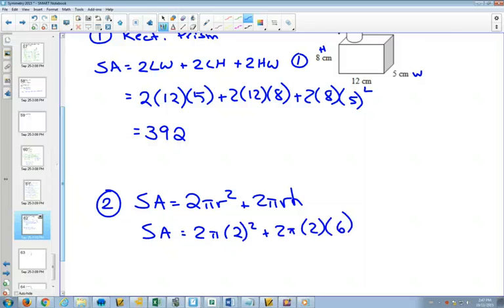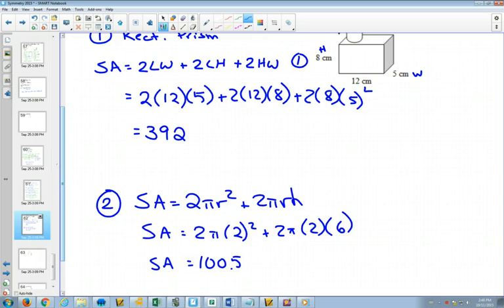and 6 for the height. And plug that all in. And to one decimal place, we get 100.5. So that's the total surface area of the cylinder.